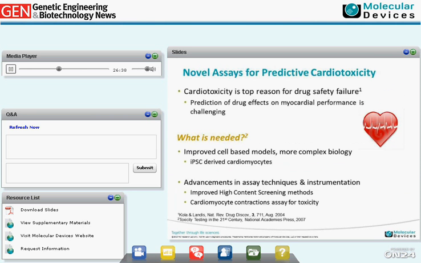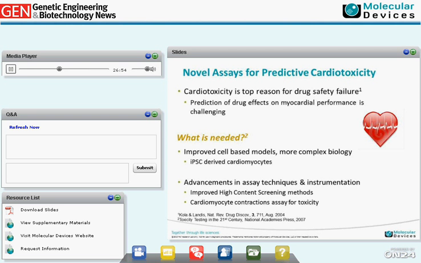As Miguel mentioned, cardiac disease is the number 1 killer in the world, and cardiotoxicity is the number 1 drug safety failure of compounds, either in preclinical or clinical trials or for drugs that have been released to the public.